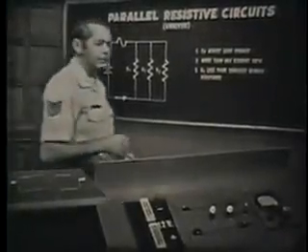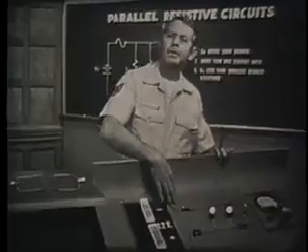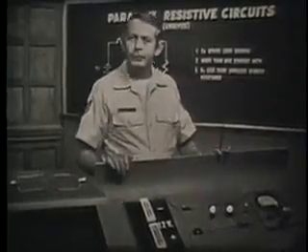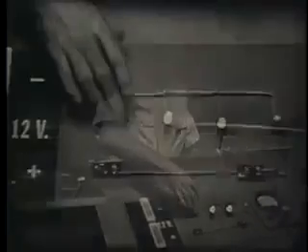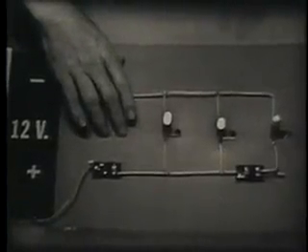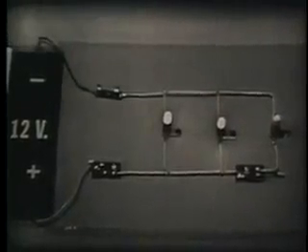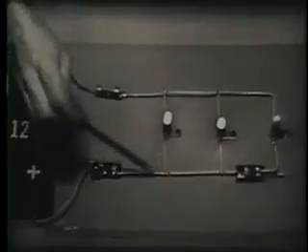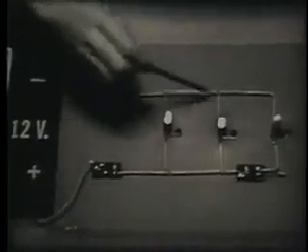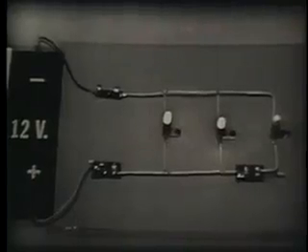The circuit on this trainer is a parallel circuit similar to the parallel string of Christmas tree lights. By using it, we should be able to figure out why the bulbs remain lit. First, notice that there's a separate path for current through each of the bulbs. Now, we refer to these paths as branches.